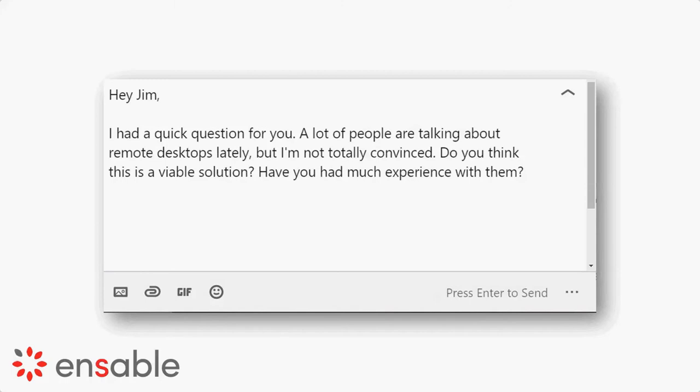Another example would be, you could say, I had a quick question for you. A lot of people are talking about remote desktops lately, but I'm not totally convinced. Do you think this is a viable solution? Have you had much experience with them? So again, open-ended questions, helping them express, this is what I think. There's no pressure because you're not selling to them.